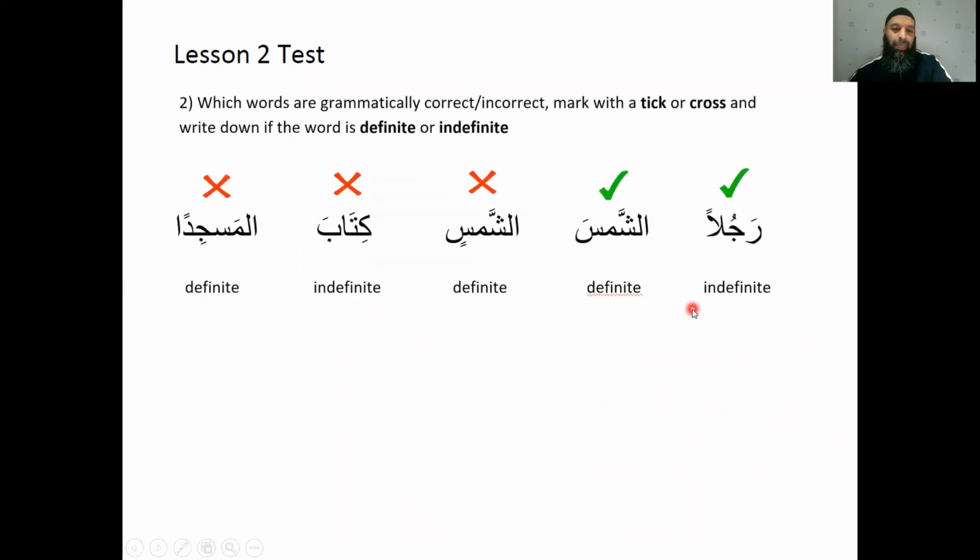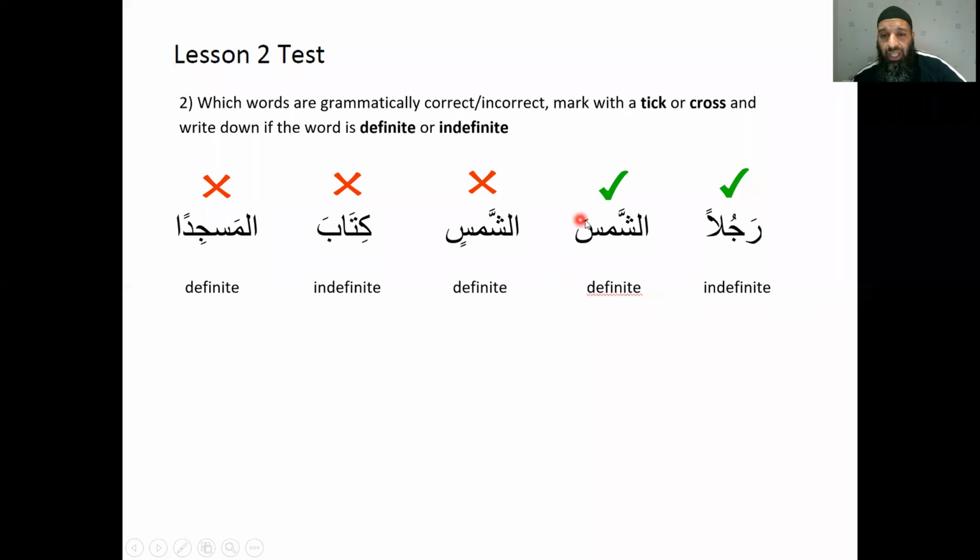Next one. There's a bit of difference on this one as well, but this is an intended difference. On your tests, the double kasra didn't come out on the PDF. On mine it was a double kasra, but on the test it came as a single, so we'll go with that. Shamsin with a double ending is incorrect. Let's start from here. Rajulan is correct. It means man. It's correct because it has a double ending and no al, so it's indefinite.